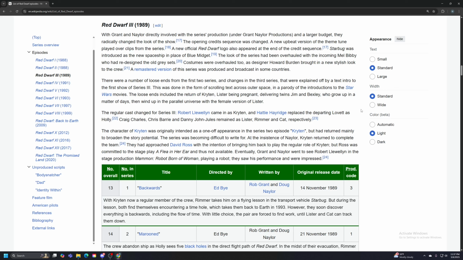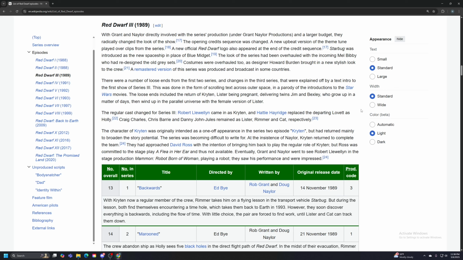There were a number of loose ends from the first 2 series and changes in the 3rd series, but that were explained off by a text intro to the first show of Series 3. This was done in the form of scrolling text across outer space in a parody of the introductions to the Star Wars movies. Loose ends included the return of Crichton, Lister being pregnant, delivering twins Jim and Bexley, who grow up in a matter of days, then wind up in the parallel universe with the female version of Lister.